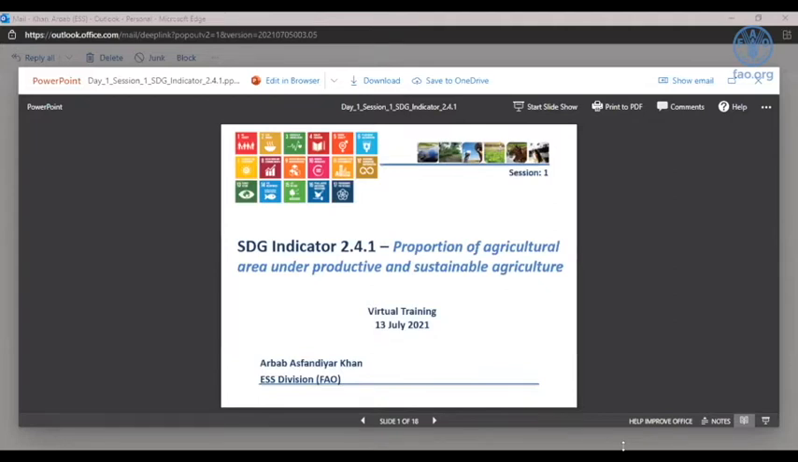Tomorrow and the day after, we will focus on the pilot tests that were conducted with the help of Bangladesh Bureau of Statistics. We will discuss the data collection, data entry, and data analysis aspects to construct SDG indicator 2.4.1.